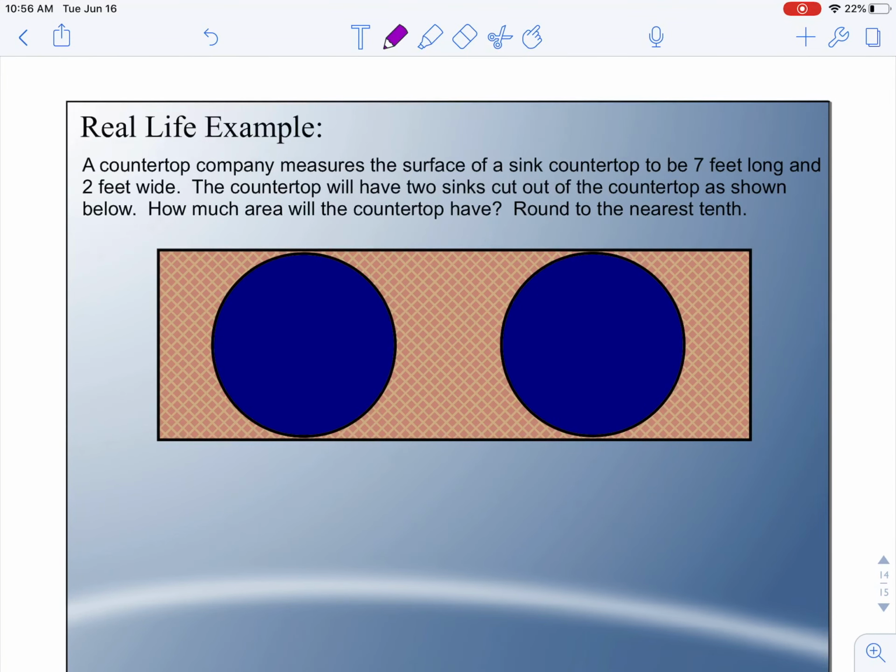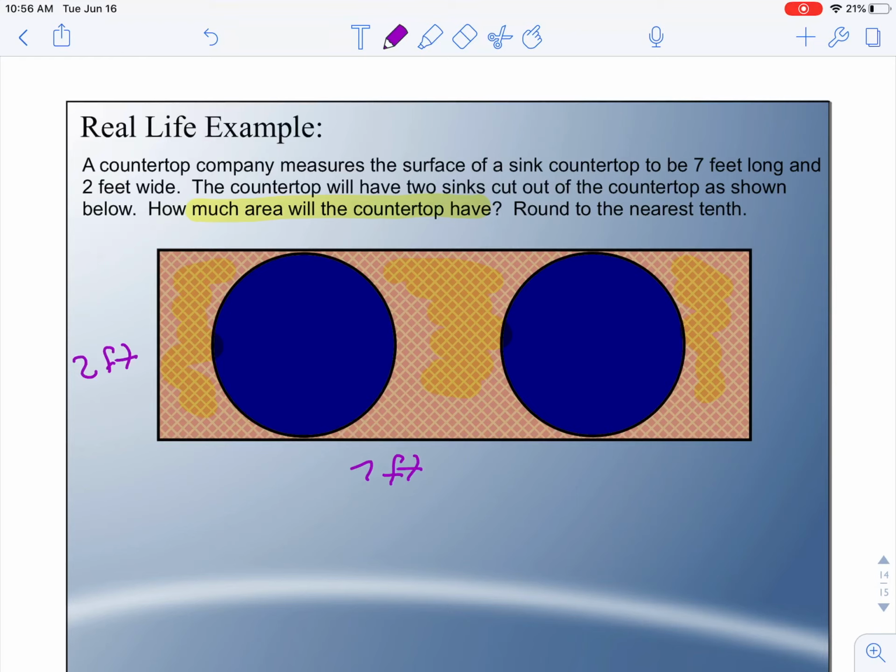So here's an example, an application problem, where it says a countertop company measures the surface of a sink countertop to be 7 feet long and 2 feet wide. So this is 7 feet and this is 2 feet. The countertop will have 2 sinks cut out of the countertop as shown below. How much area will the countertop have? So what we're looking for is how much area would be this part in here.